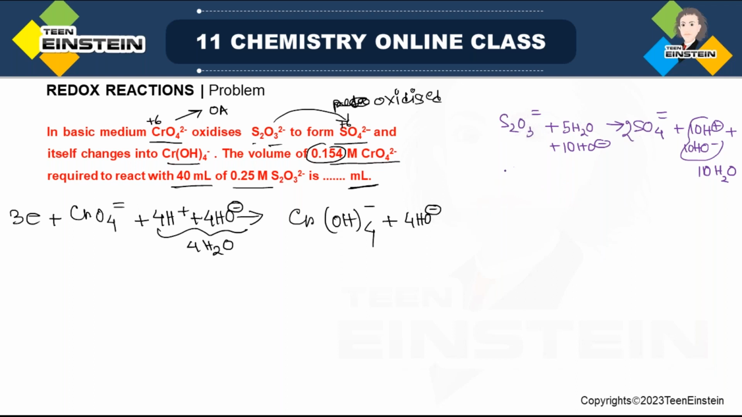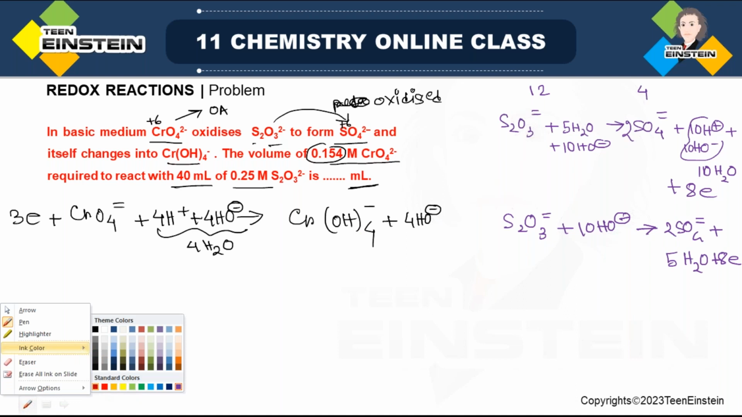What about the negative charge? Total negative charge on the left hand side is 2 plus 10, total 12 negative charge. But on the right hand side, it is 4 negative charge. So that is why we have to add 8 electrons. So finally, the equation that we are getting is S2O3 2- plus 10OH- on the left hand side, 2SO4 2- plus 5H2O, and 8 electrons. Now we have obtained the half equations already.